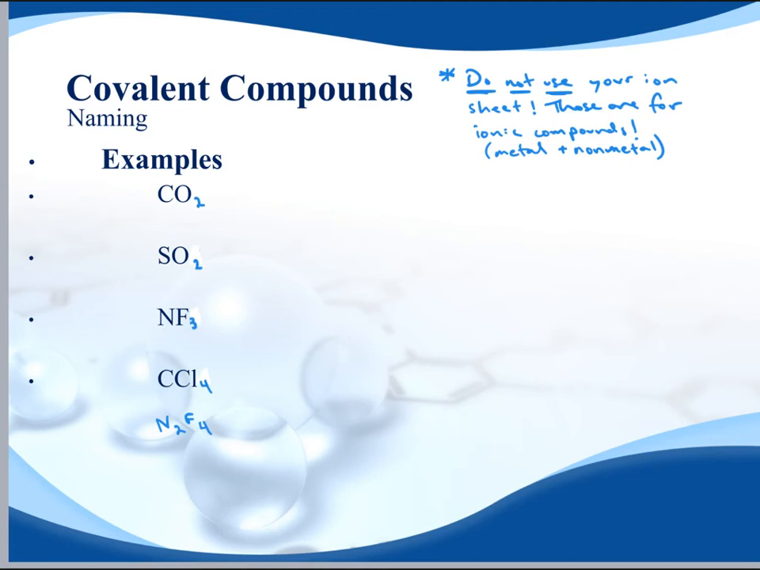All right, so we're going to practice here for a few of these, and then you can try a few on your worksheet. As a reminder, for section 6, you do not use your ion sheet. The ion sheet is for ionic compounds. That was stuff out of section 3.5. That would be a metal plus a nonmetal. Everything here, all of it is nonmetals. So we're going to use covalent naming, all right?